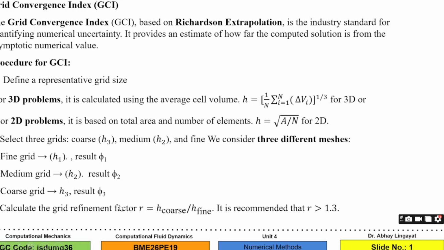So what is the grid refinement ratio? It is indicated by R. R is the ratio of the coarse mesh size divided by the fine mesh size, where H is the grid size. So it shows how much the mesh is refined between the grids. We generally recommend that this grid refinement ratio R is greater than 1.3, which ensures a valid comparison between the grid levels.